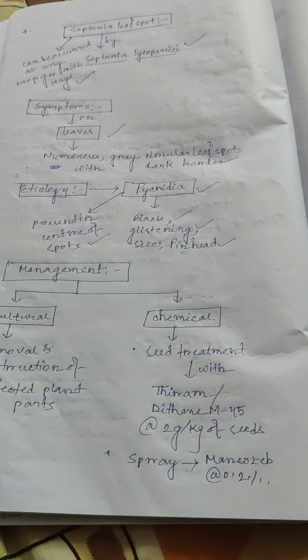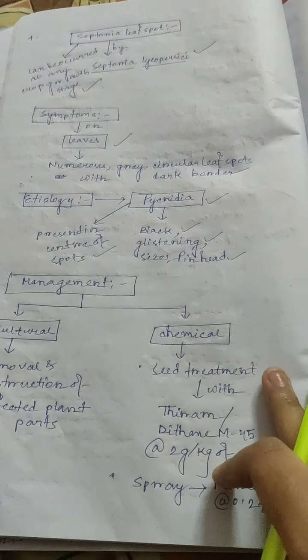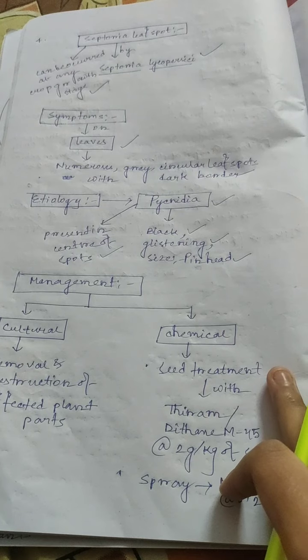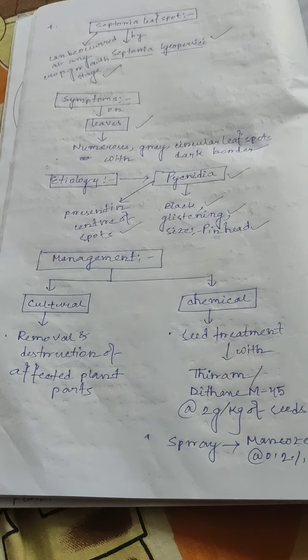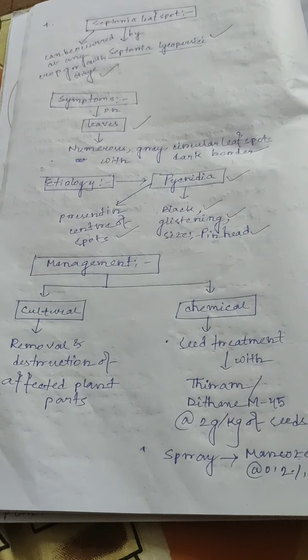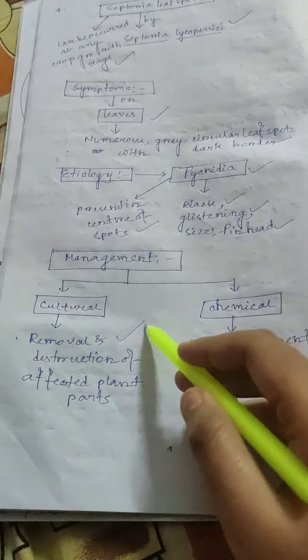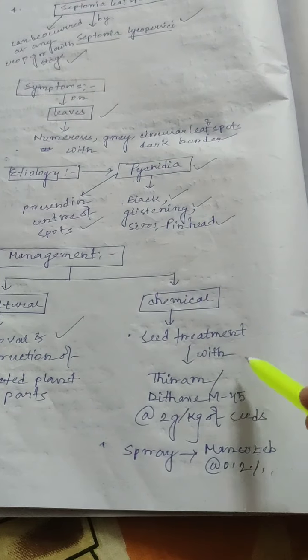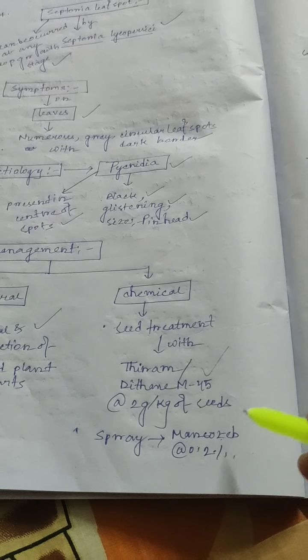Septoria leaf spot is caused by Septoria lycopersici. It can occur at any crop growth stage. Symptoms on the leaves: numerous grey circular leaf spots with a dark border. Pycnidia are black, glistening, pinhead size, present in the center of spots. Management: cultural, removal and destruction of affected plant parts. Chemical: seed treatment with Thiram or Dithane M-45 at the rate 2 gram per kg of seeds. Spray mancozeb at the rate 0.2%.